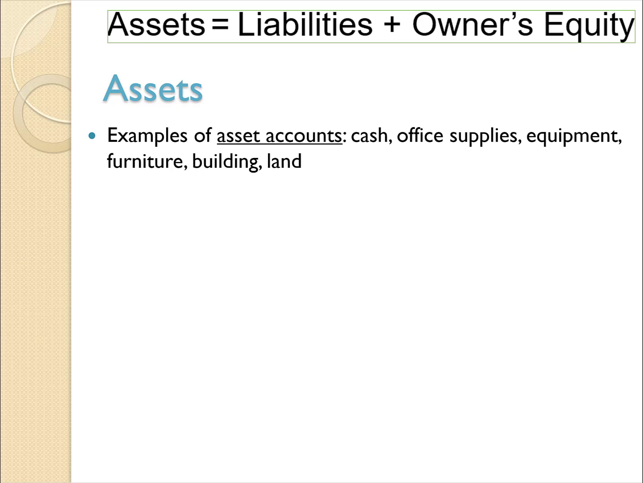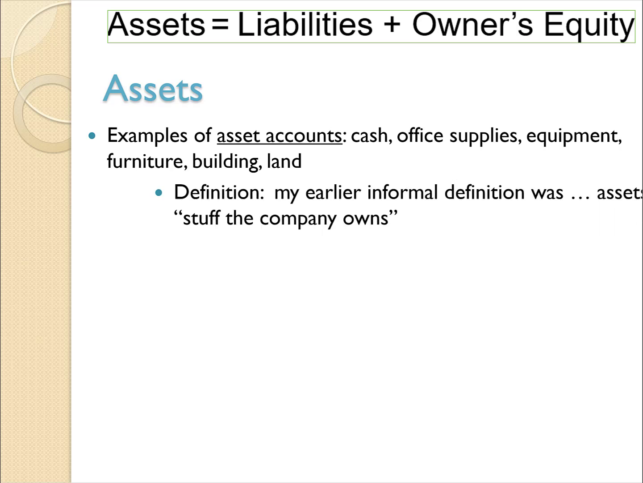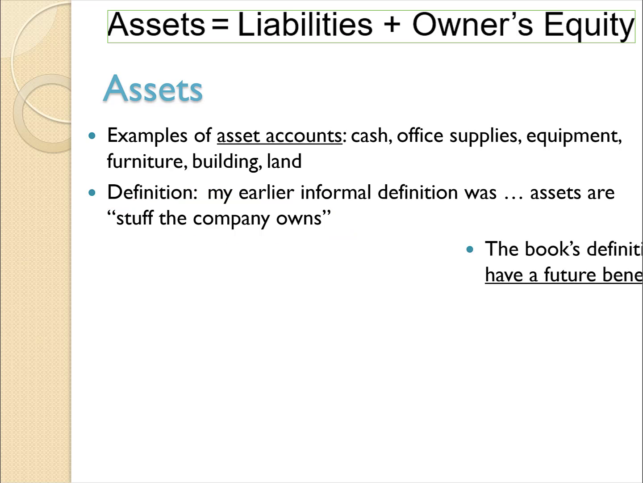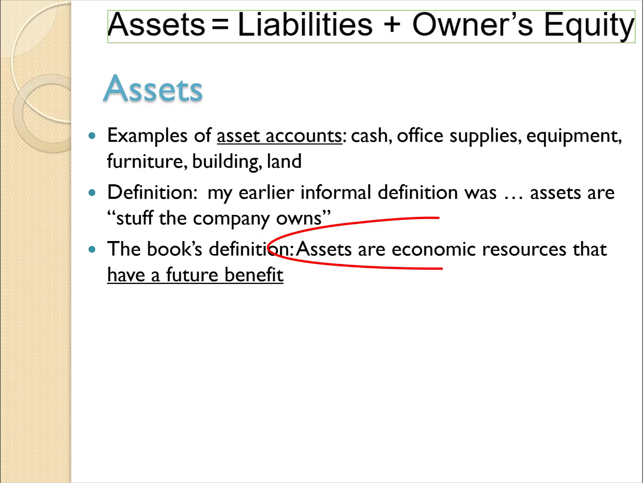So earlier I defined assets as saying they are stuff the company owns. Now that's just an informal definition. And the book defines assets as economic resources that have a future benefit. I don't really like the economic resources part of the definition because what the heck is an economic resource? But notice I have underlined that they have a future benefit. So that's critical to the definition of assets that we're working on.